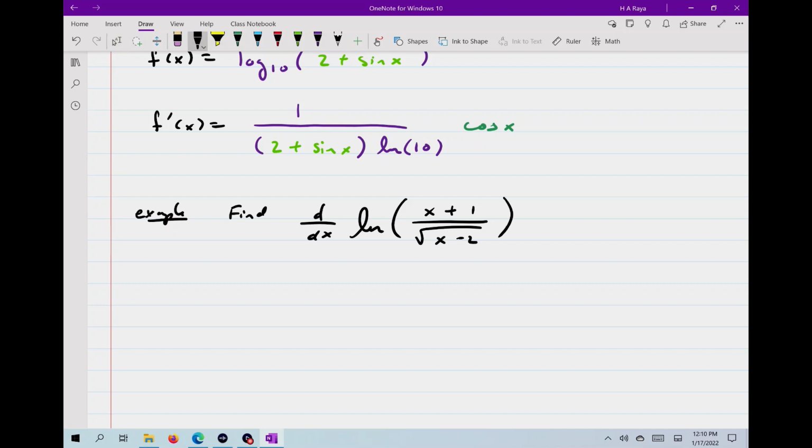Again, we could think about this as the composition of two functions. The outermost function is going to be my natural log function. The innermost function is going to be my quotient of x plus 1 divided by the square root of x minus 2.